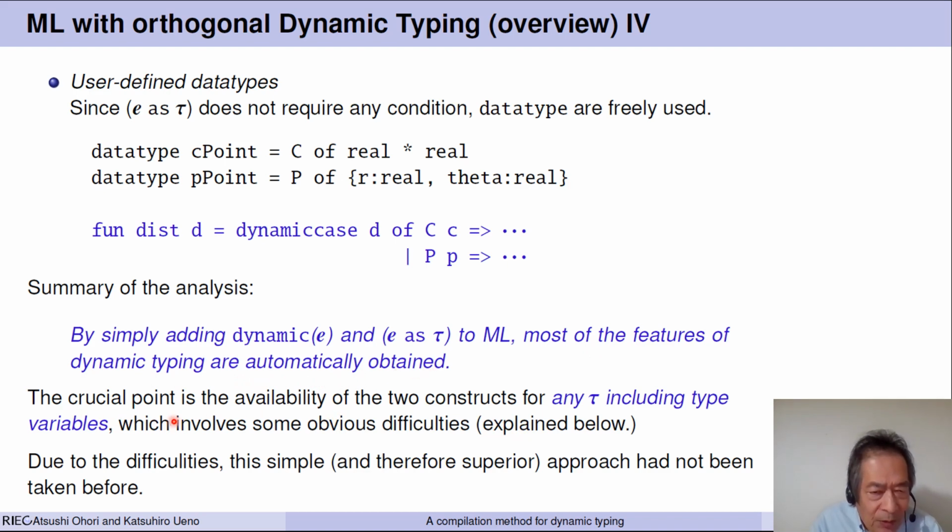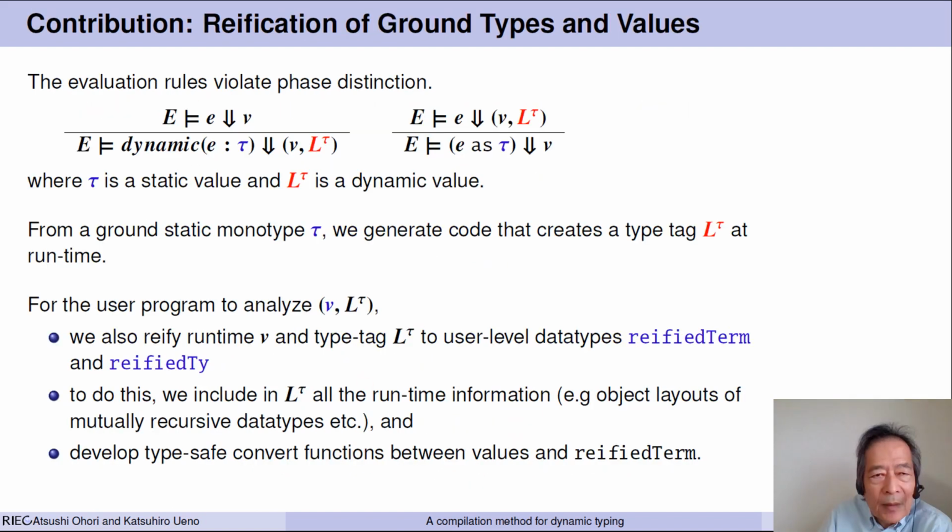So now the crucial point is the availability of the two constructors for any tau, including type variables, which involves some difficulties. And due to this difficulty, this simple and therefore superior approach has not been taken before. Of course, before this work of ours. So in this work, we have done this simple integration by developing several components.